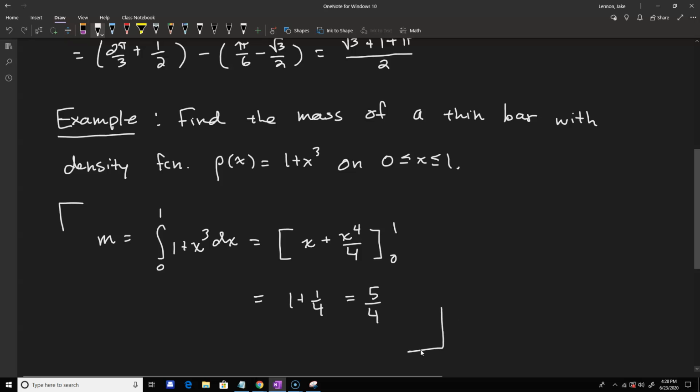So again, these are very quick. The only thing that's going to make them difficult is if the density function involves something that's tricky to integrate. Other than that, the setup is not difficult at all for these types of problems.